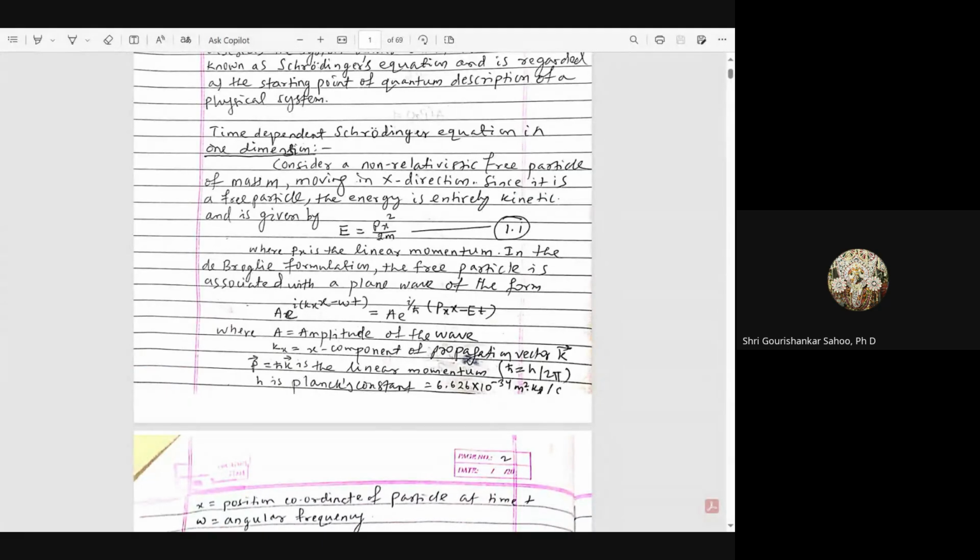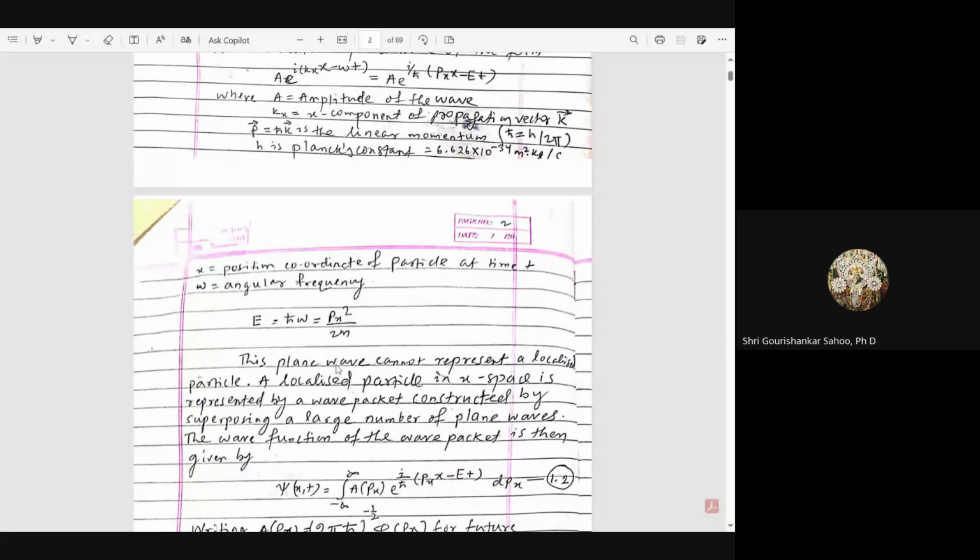And h is Planck's constant, and its value is nearly 6.626 into 10 to the minus 34 meter square kg per second. And x is the position coordinate of the particle at time t, and omega is angular frequency. Are you getting it? Yes, sir. So this is your expression for energy, which is h cross omega, which is nothing but px square by twice m.